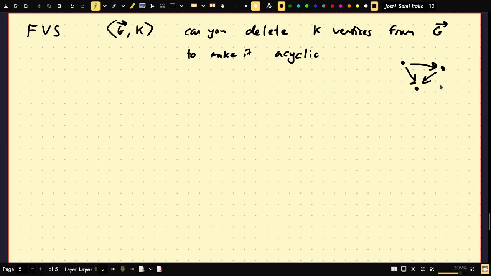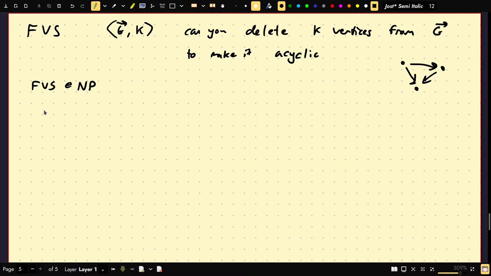Again, this is NP complete. So why? First, let's prove it's in NP. Feedback vertex set is in NP. Why? Your certificate is going to be the set of vertices which you delete from G to make it acyclic. So delete the vertices. That takes O of n time. You also are deleting the adjacent edges, right? So that could take up to O of n squared time. Then you have to examine the graph to see if it's acyclic, and that also is polynomial. So the whole thing is just going to be polynomial, so it's in NP.